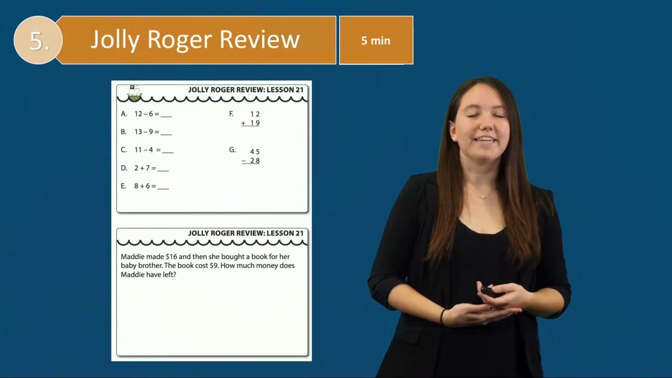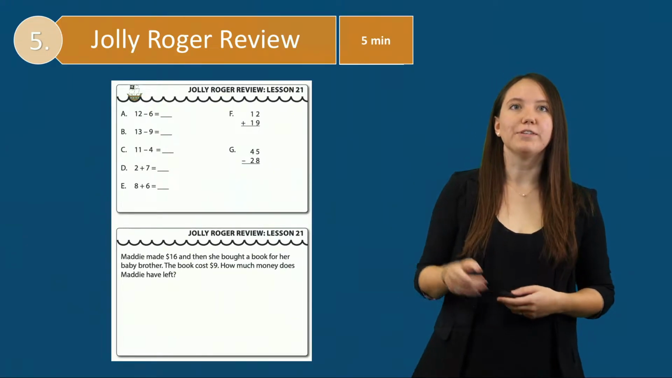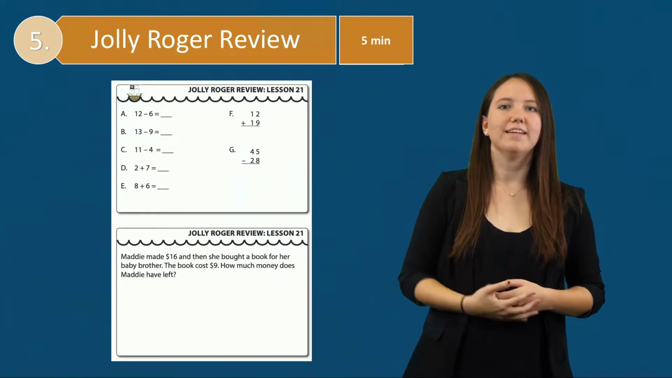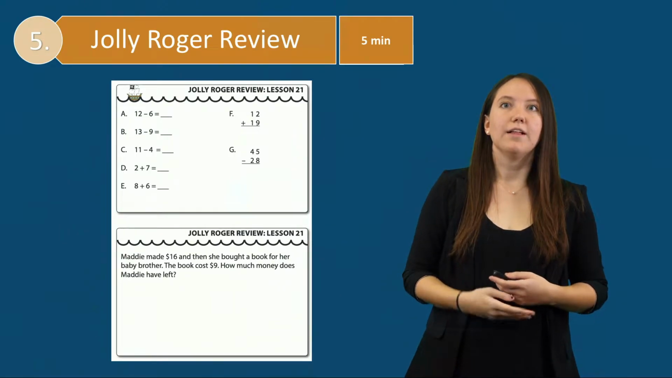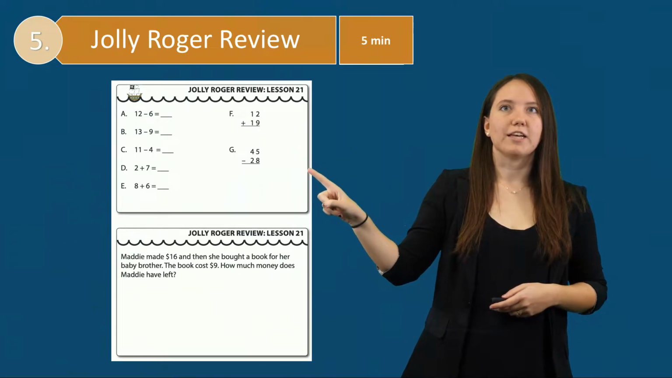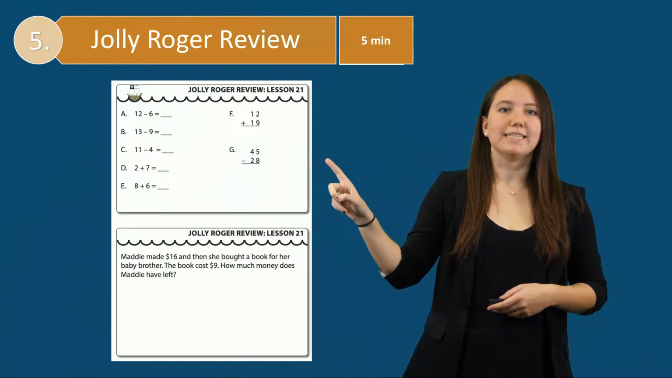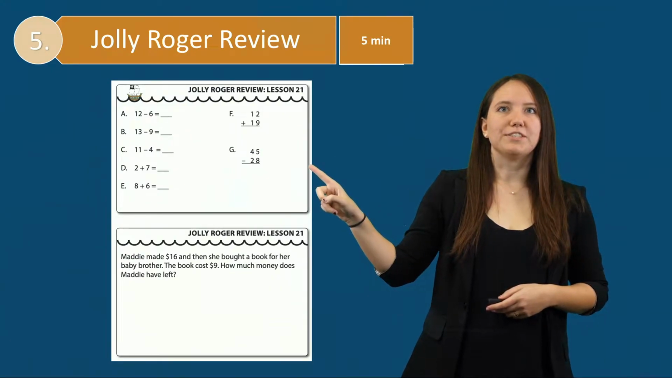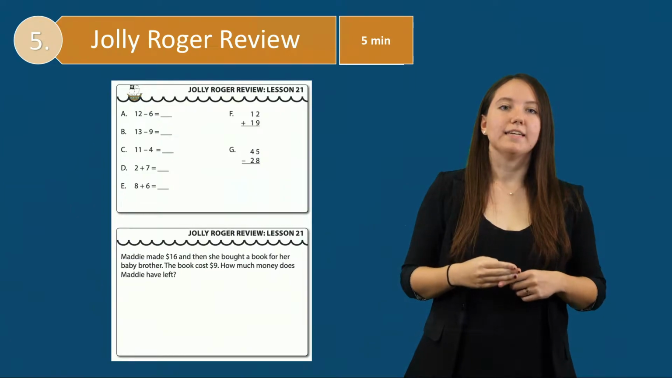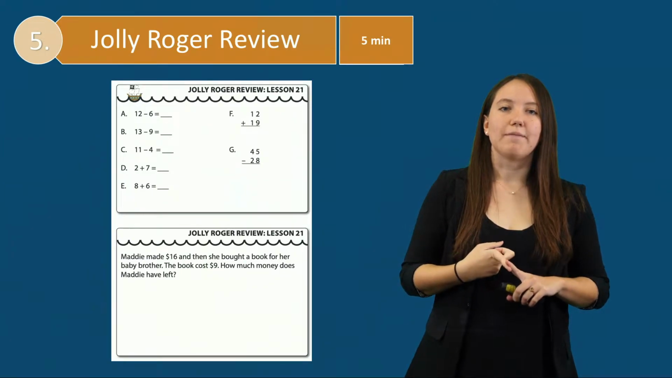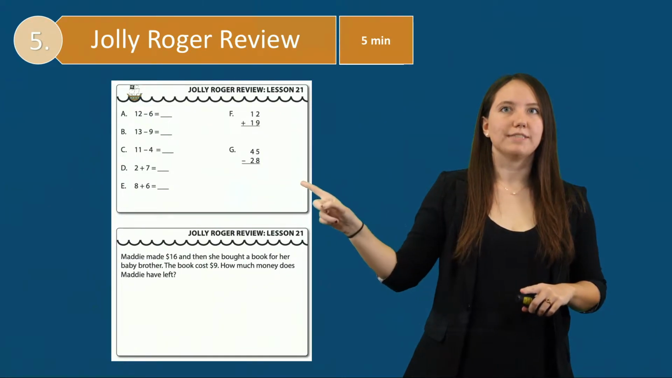Finally, the last activity in each lesson is the Jolly Roger Review, which is a roughly 5-minute activity. In this activity, students complete a 2-part independent practice. The first part is the top portion of the Jolly Roger Review worksheet, which is a 1-minute timing and is generally one of 3 activities. It could be either a 1-minute timing for addition and subtraction problems, as we see here.